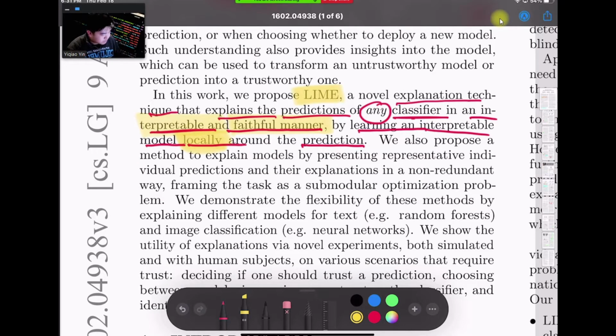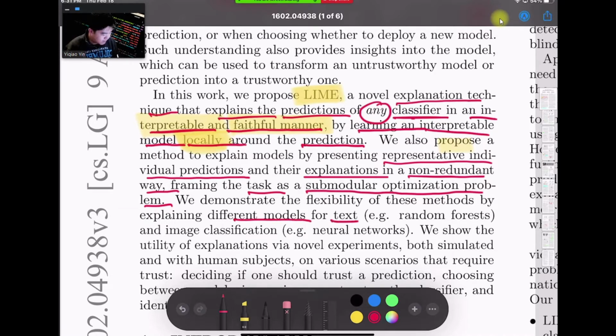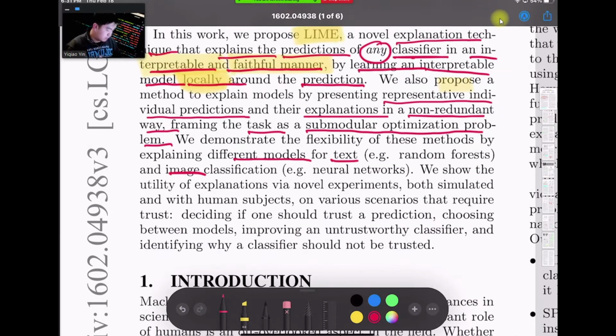Let's keep going. "They also propose a method to explain models by presenting representative individual predictions and their explanations in a non-redundant way, framing the task as a submodular optimization problem. They demonstrate the flexibility of these methods by explaining different models for text and image classification." So we get to see a couple of applications here. That's why I like this. Me personally, most of my research as of right now is handling image classification, so I would want to focus on that just for my own sake. Now, of course, if you're curious, you can focus on text as well.